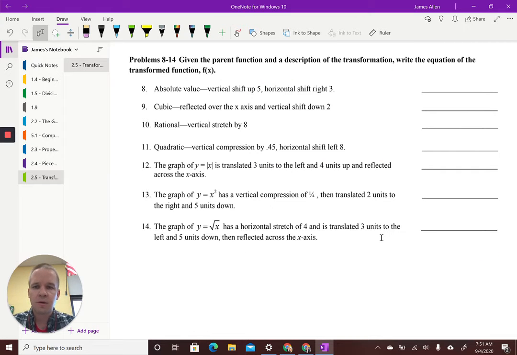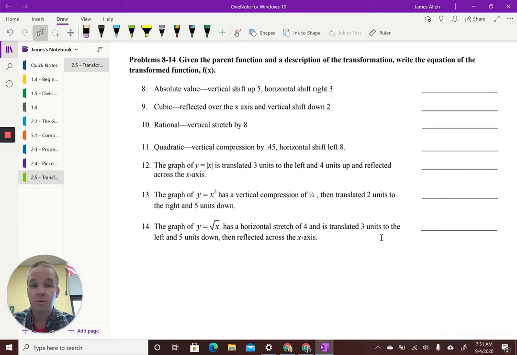All right, so with this one here, we're going to actually write some equations ourselves. So given the parent function and a description of the transformation, write the equation of the transformed function f of x. So again, I'm just going to do a couple of these, and then if you want to check the guided notes that are keyed, you are more than welcome to if you want to try a couple more examples if you needed them, or just head right to MyMathLab.